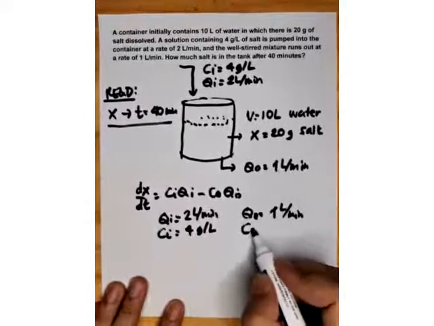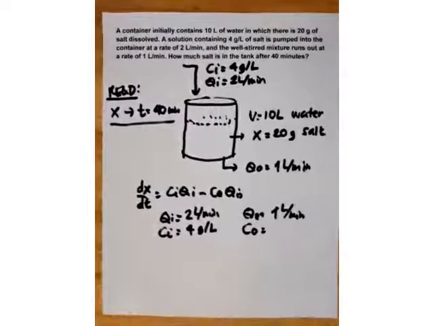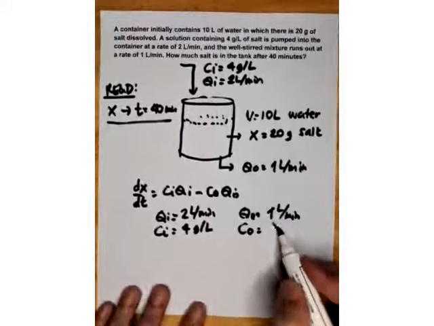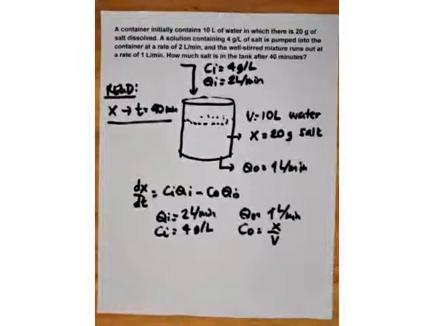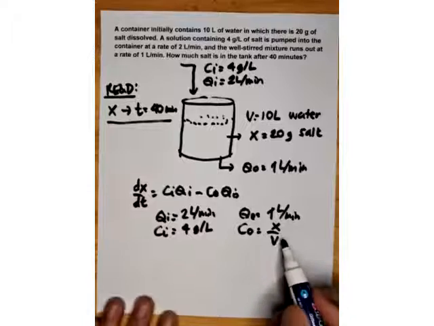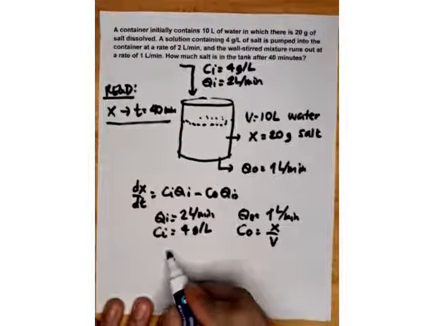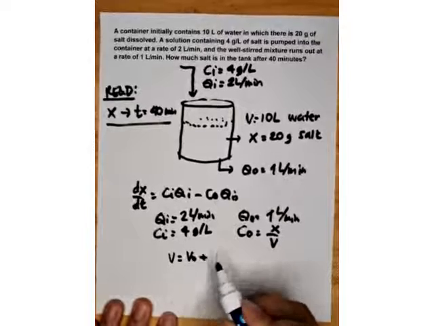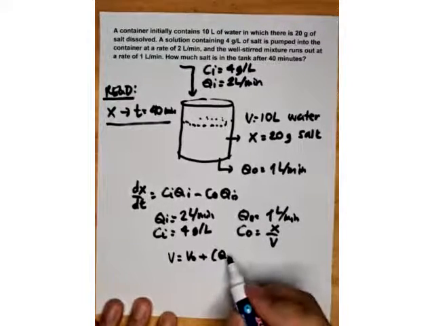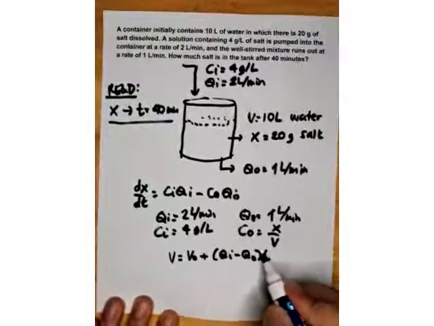And then our C out, class, is always X over V. So our C out is always X over V because we don't know the amount of substance leaving and the volume of the solution as it leaves the tank. That's why it's always X over V. But what is V? V is V0 plus Q in minus Q out times T.